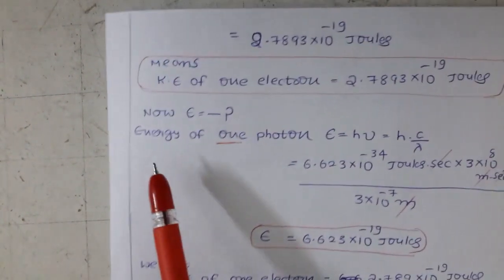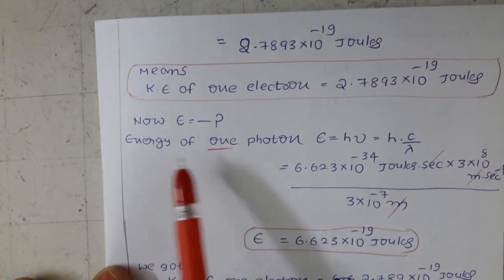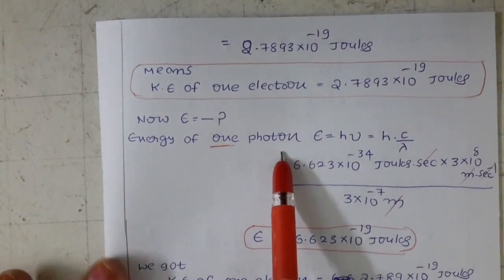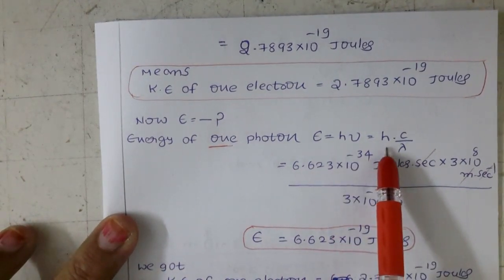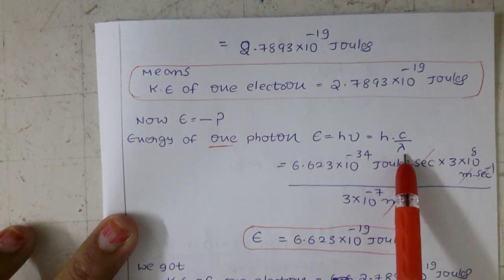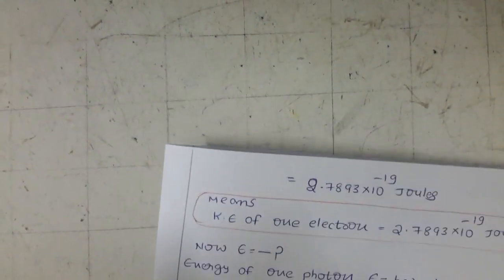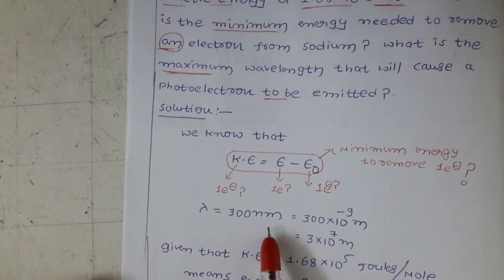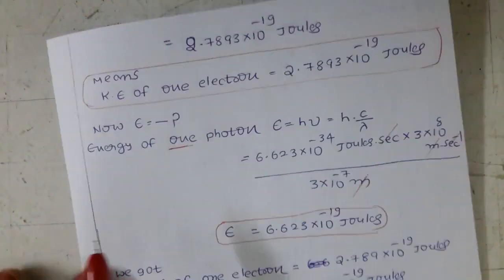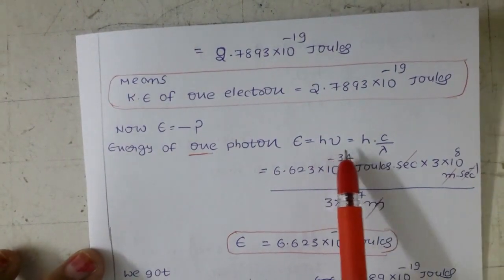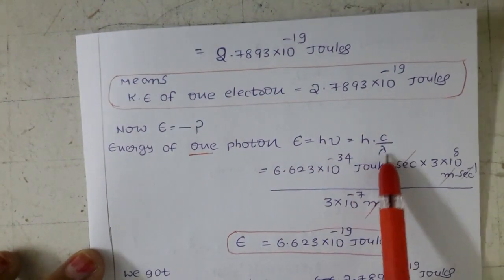What we know very well, energy of 1 photon, what is the relation? Equal to h mu. Simply I am going to convert mu into c by lambda. Why? Because in the numerical data, what is given is lambda, not the frequency. So by using the lambda, we can calculate the energy. That is equal to h mu, and I converted mu equal to c by lambda.